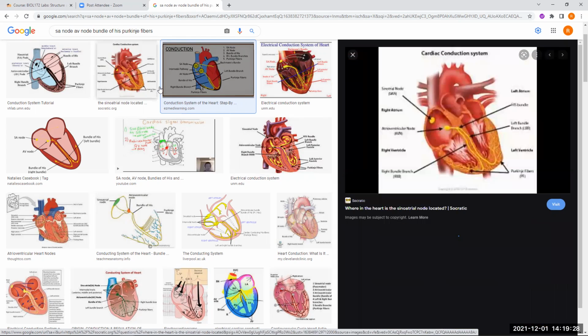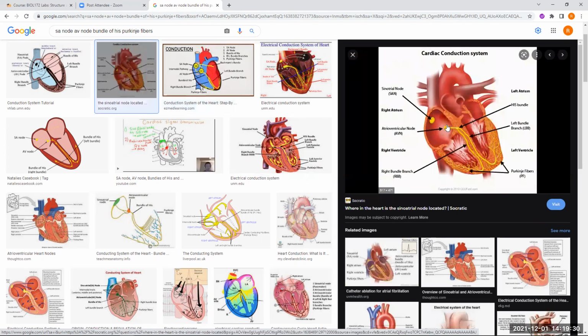Let's look at it in another diagram. SA node, AV node, bundle of His, which is just above the split. You have the bundle of His, you have the right and left bundle branches, and these fine fibers, looking like roots, these are the Purkinje fibers.